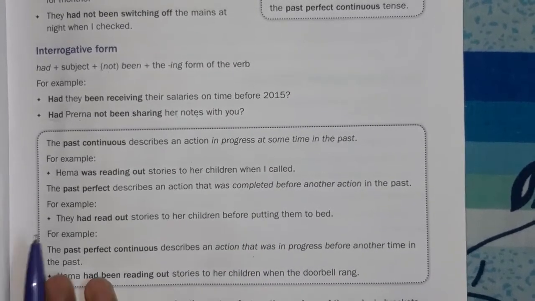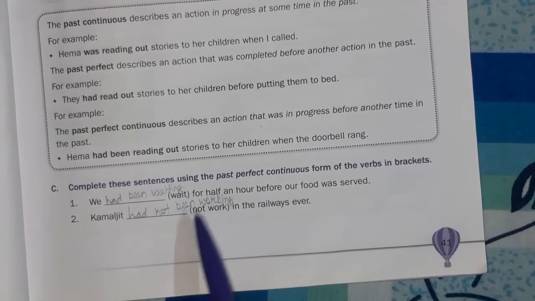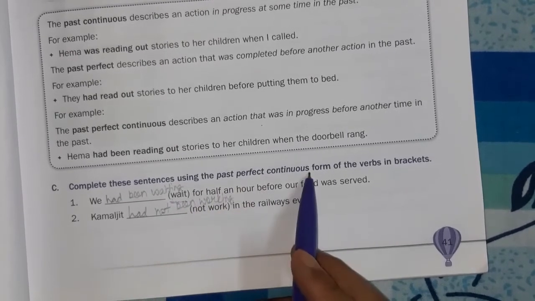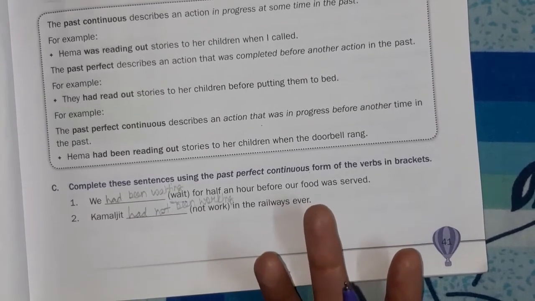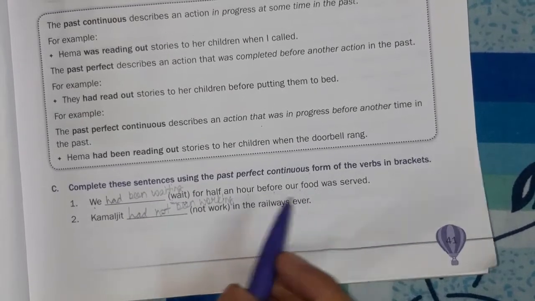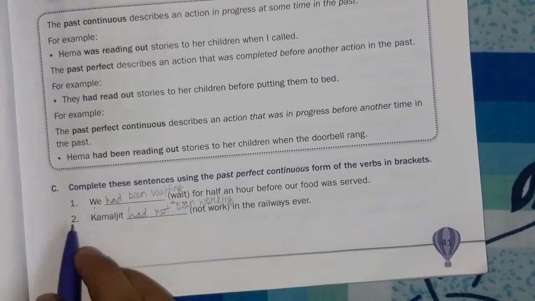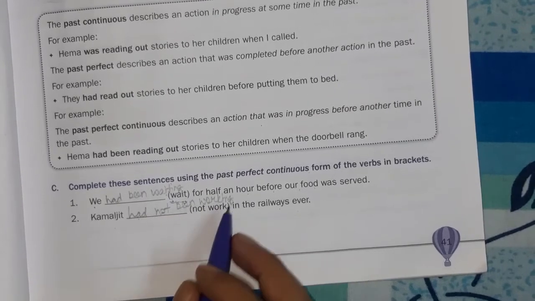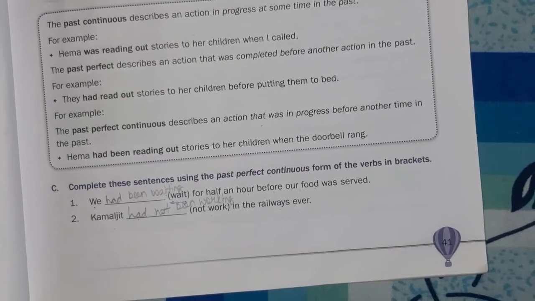Okay, now let's see number C. The rest you have to do by your own. I will help you with this too. Same thing, you have to write the verb which is given in the bracket in past perfect continuous tense. So the past perfect continuous tense formula already you know, had plus been plus ing. So we wait for half an hour before our food was served. So how will you write wait in past perfect continuous? Had been waiting. Kamaljeet not work in the railway ever. So had not been working. So same thing you have to do with the rest of the questions.